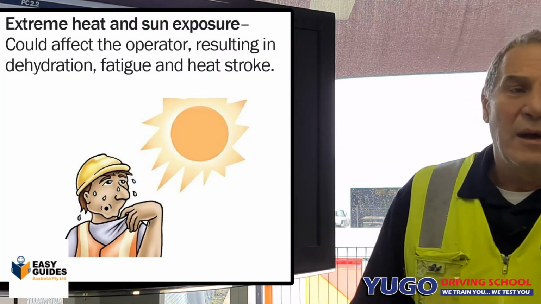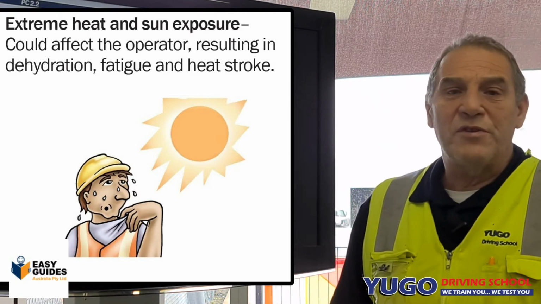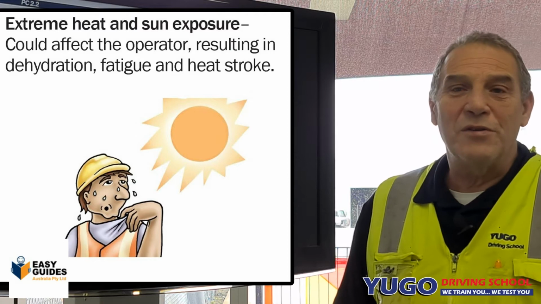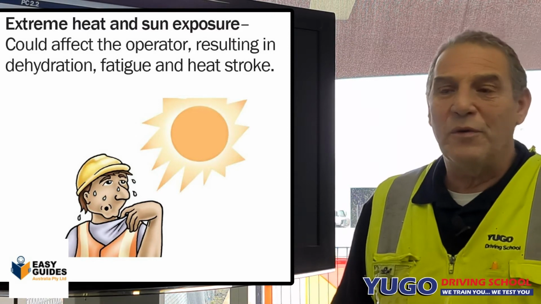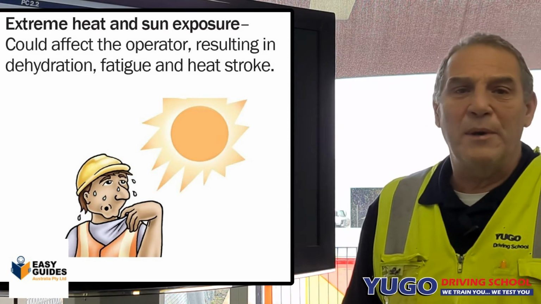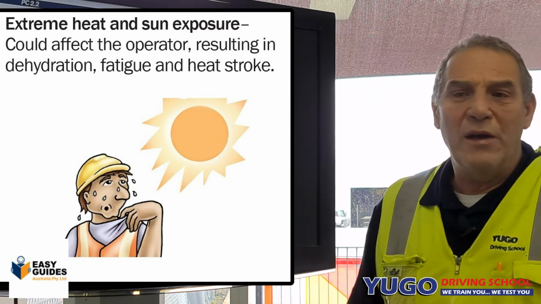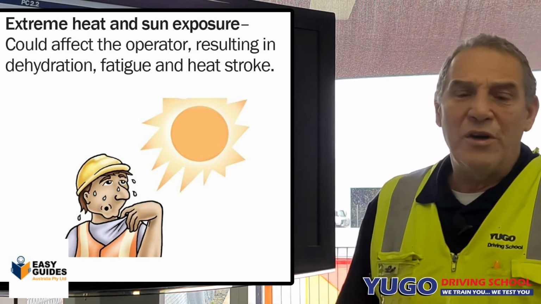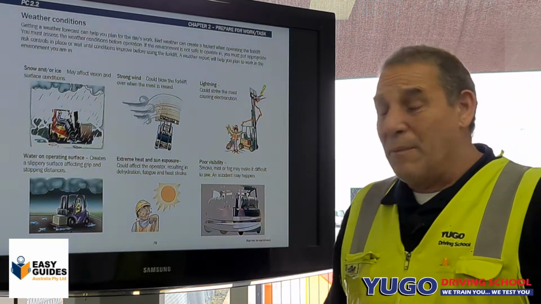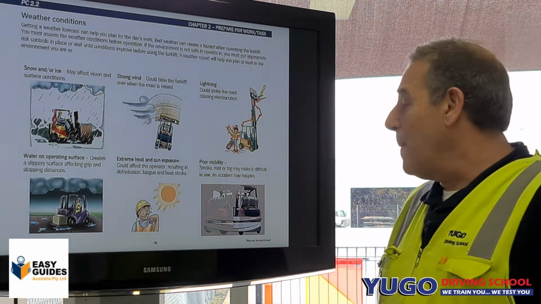Heat. Heat's something that we worry about here in Victoria, and probably the rest of Australia as well. If you go to Central Australia, heat could be an issue driving a forklift. You're sitting on top of an engine. That engine's producing heat. You've got sun beating down on your head. You've got a high risk of heat stroke, heat exhaustion, dehydration. So you want to make sure you're hydrated or avoid driving in the direct sunlight if you can.